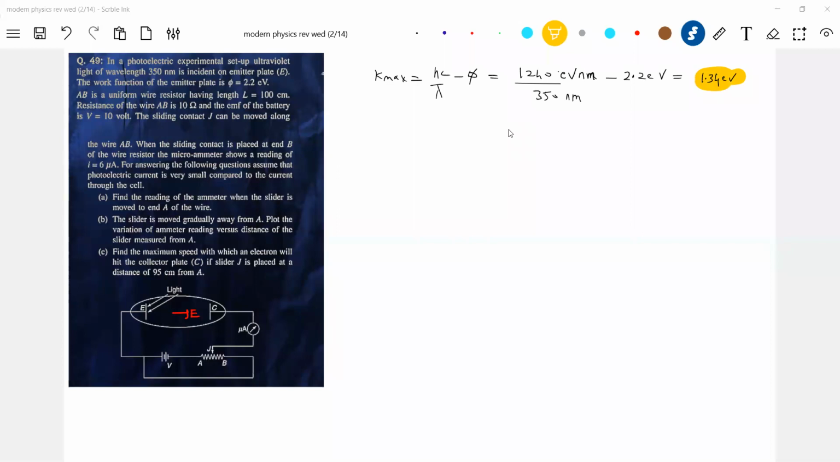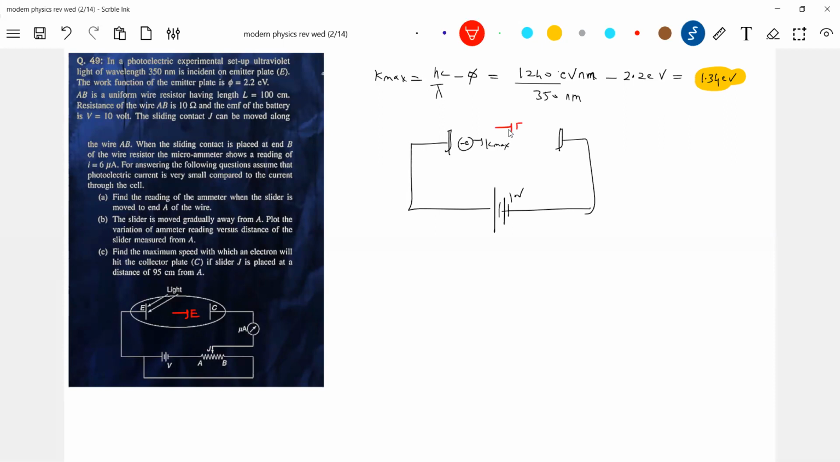Now, first, when it is at A, it's telling to find the reading of the emitter when the slider is moved to the end A of the wire. When the slider is moved to end A, there won't be any resistance from the rheostat. So all the 10 volt applied will appear here. A simple diagram: 10 volt is applied. Here it is ejected with K max. The electrostatic field will be like this, so it will experience a force.